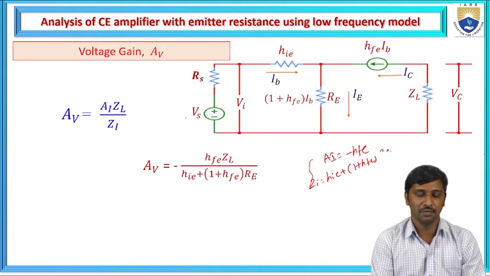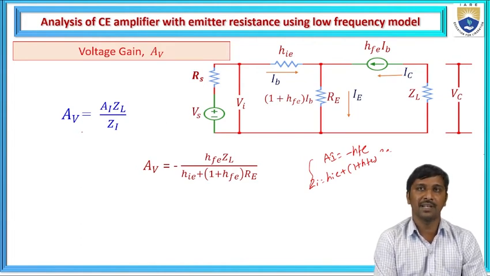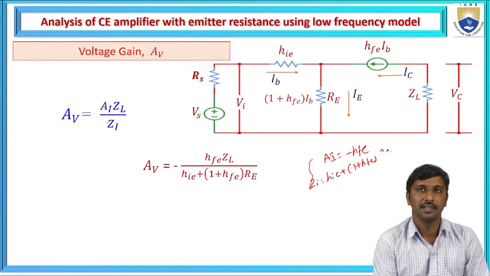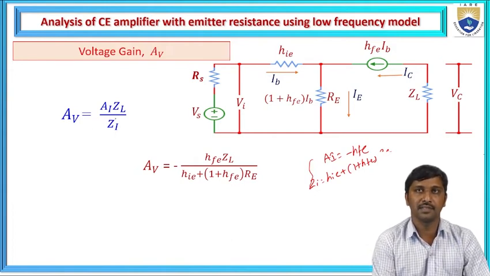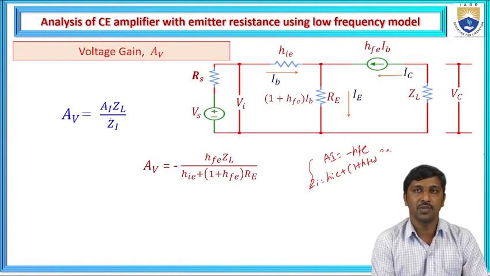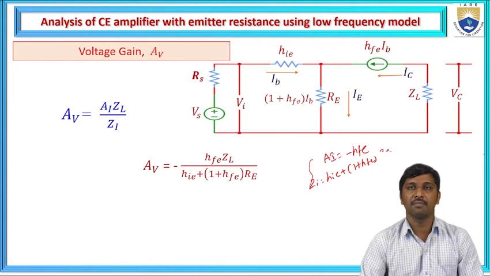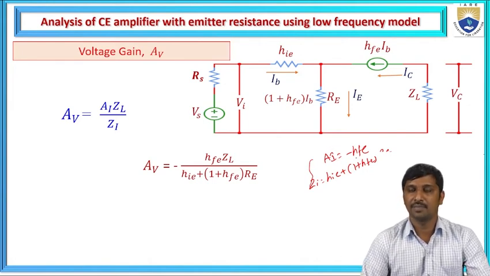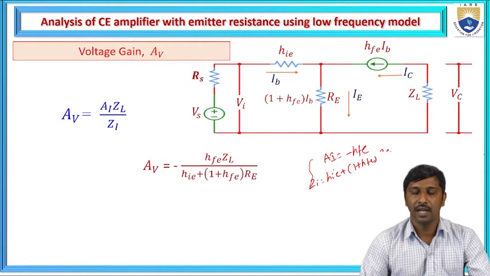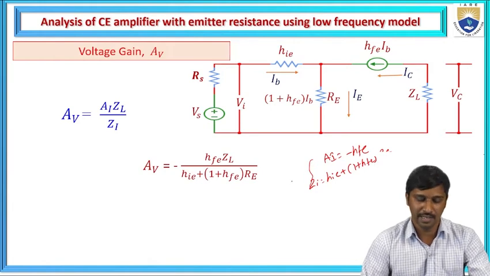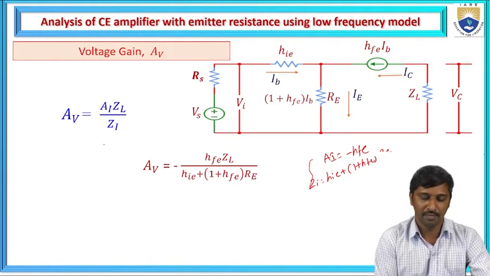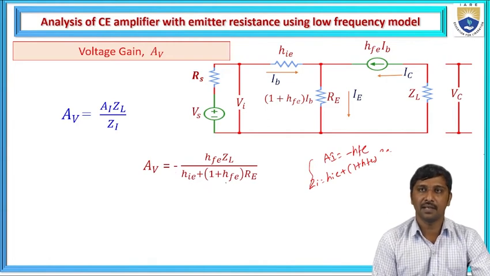From this circuit, we observe that the voltage gain in a common emitter amplifier with emitter resistance is represented as AI times ZL by Zi. Using this approximate model, the current gain for this amplifier is minus hfe, and the input impedance is hie plus (1 plus hfe) times RE. Hence, AI is replaced with minus hfe, and Zi is replaced with hie plus (1 plus hfe) times RE.